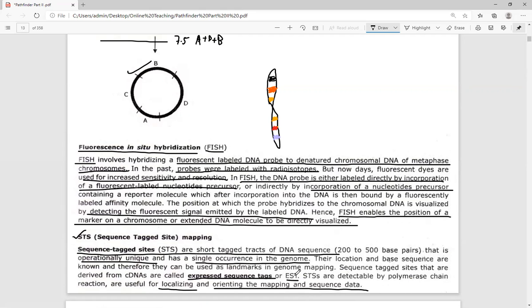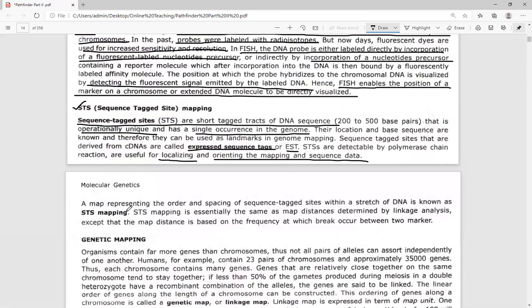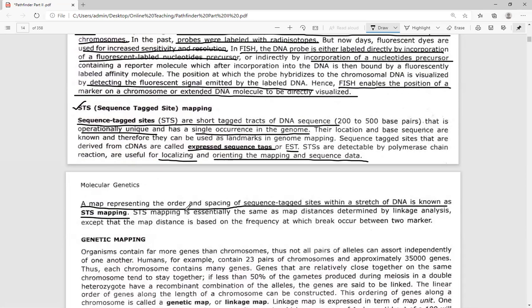STS molecules occur only uniquely within the genomic DNA, and they express a particular protein. Next, a map representing the order and spacing of sequence tagged sites within a stretch of DNA is known as STS mapping. If you construct a map that depicts the different stretches of DNA that have these STS sequences, then the map is referred to as STS mapping.